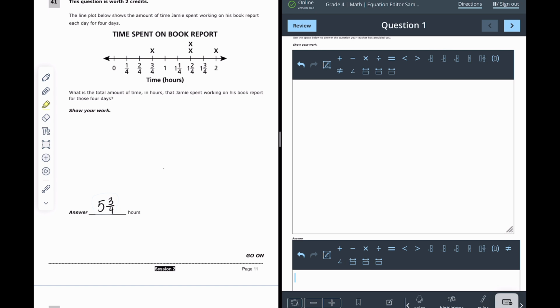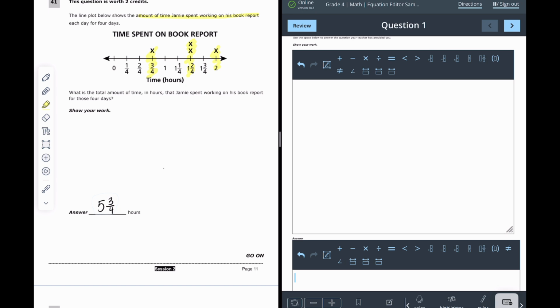Luckily, I have an iPad with a stylus. So this is a little easier for me than I know it can be for most people. So I'm going to show how I would write it, but then I'll also show if I only had to type it. All right, so we have a line plot. We want to show the amount that Jamie is spending on his book report over 4 days. So I see he has on one day 3/4 of an hour, on 2 other days 1 1/2 hours, and then 2 hours at the end.